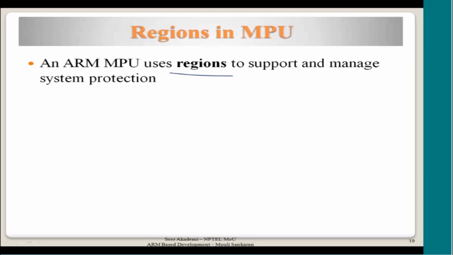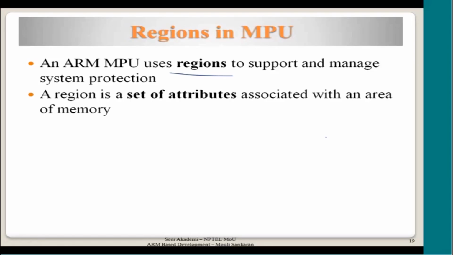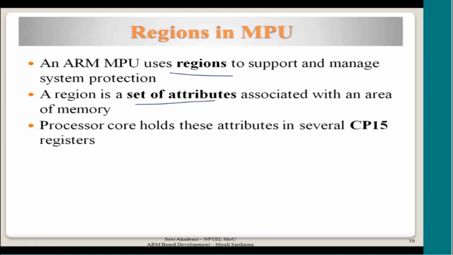What is a region in the MPU? An ARM MPU uses regions to support and manage system protection. A region is a set of attributes. Wait a minute, I have not told you yet. The processor core holds these attributes in several CP15 registers. So some attributes are there for each region. One part of the memory has some attributes, and a different part of the memory has different attributes. These are all maintained in the CP15.